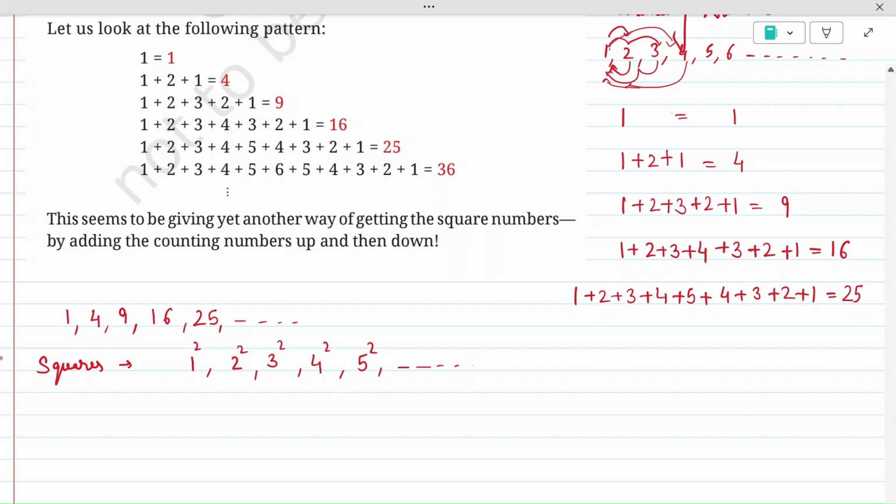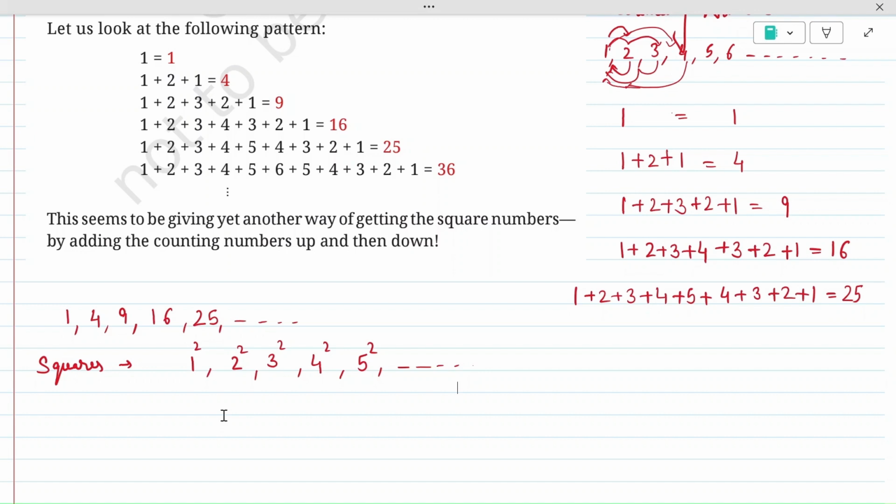So we just saw that by adding up and down the counting numbers, we got a sequence of squares, right? In the first example, we added up the odd numbers only, the odd number sequence, and we got the sequence of squares. And in the second example, we took the counting number sequence and added them up and down, and again we got the sequence of squares. So this shows how these sequences are related to each other.